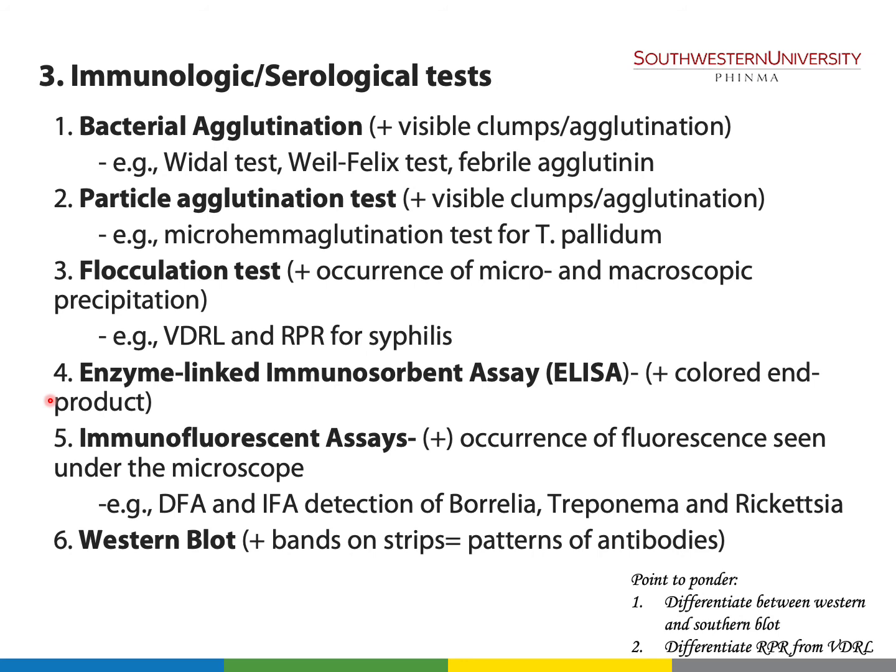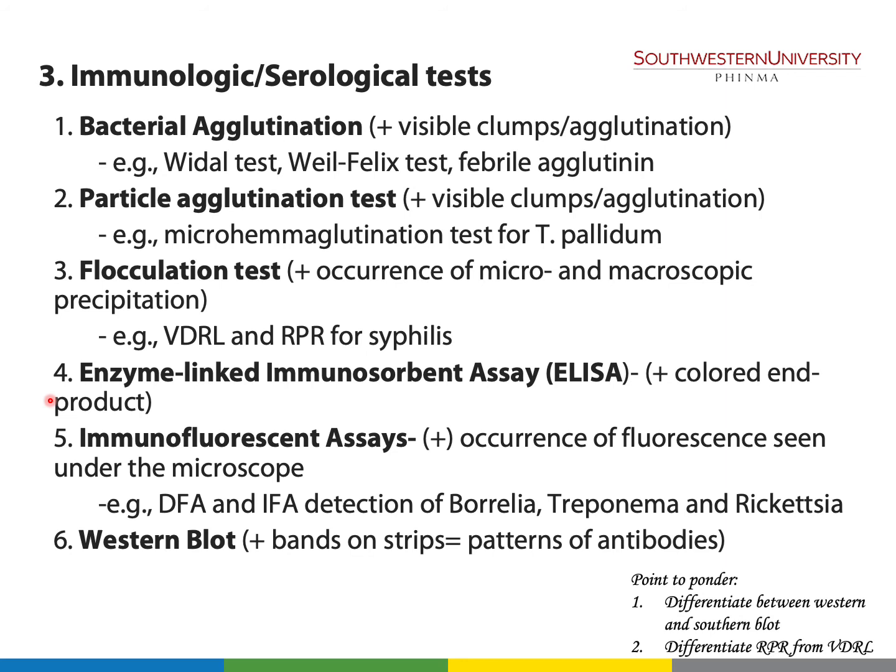So you have different immunologic tests. You have bacterial agglutination. A positive result is visible clumps or agglutination. Bacterial agglutination is commonly used to identify bacteria that are difficult to cultivate in a medium, and it is usually performed by adding antibodies or agglutinins to a bacterial suspension that will bind to the surface of the organism. Common examples are the Widal test, the Weil-Felix test, and febrile agglutinins, and the test for the diagnosis of leptospirosis.